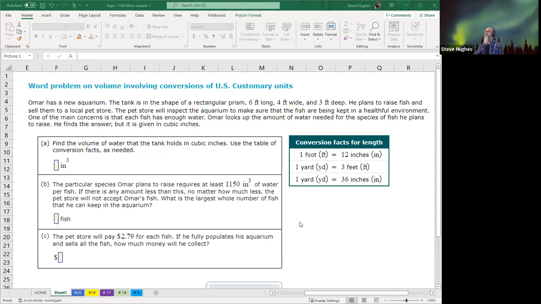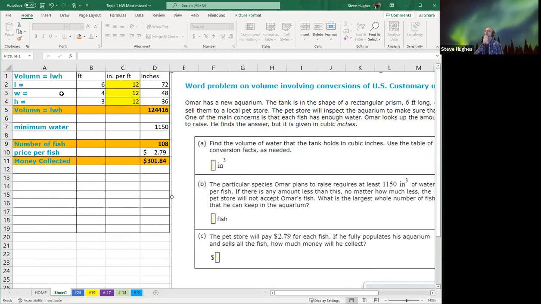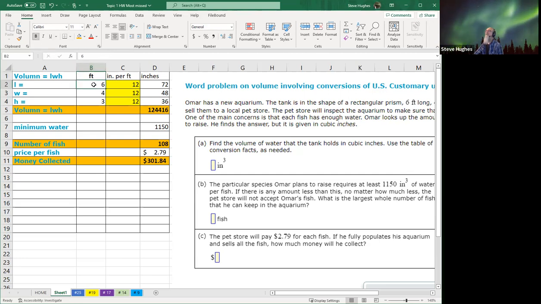The easiest way to do this question is to begin by converting the feet to inches. We have volume as length times width times height. The length is 6 feet, the width is 4 feet, and the height or the depth is 3 feet. You can see I have feet up here at the top. There are inches per foot. That is our conversion ratio: 12 inches per 1 foot.